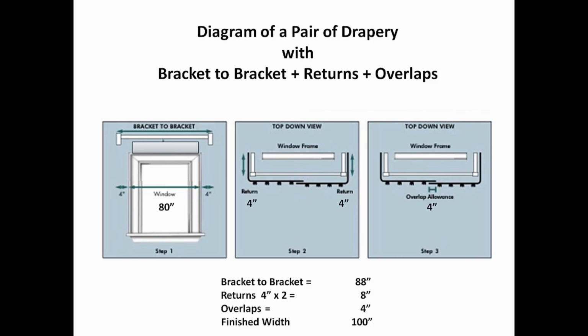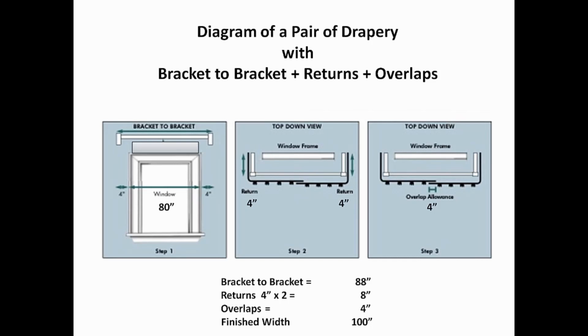So for example, that 80-inch window where we went 4 inches on each side gave me a bracket to bracket of 88 inches, as shown in step 1. In step 2, we're showing where the returns go back to the wall 4 inches on each side. So that's 4 inch returns times 2, which is another 8 inches. And then finally in step number 3, we added 2 inches per panel, or overall 4 inches for a pair. In adding those together, we now get a finished width of 100 inches.